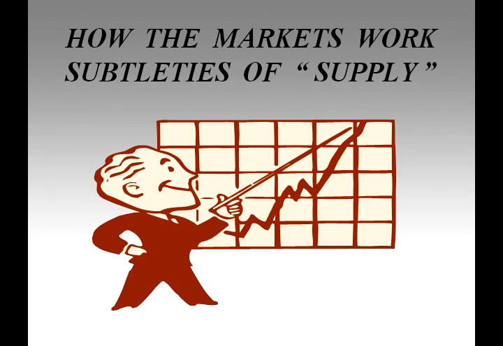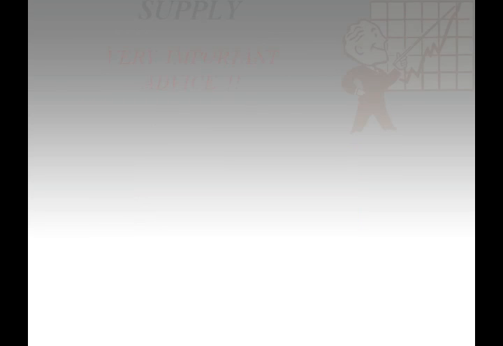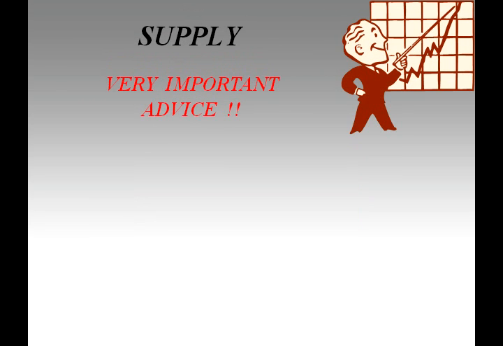Chapter 6 for AP Economics Structured Independent Study. In this chapter, we continue our study of the components of our economic engine by looking at the concept of supply. Before we start this chapter, I want to offer up some important advice.